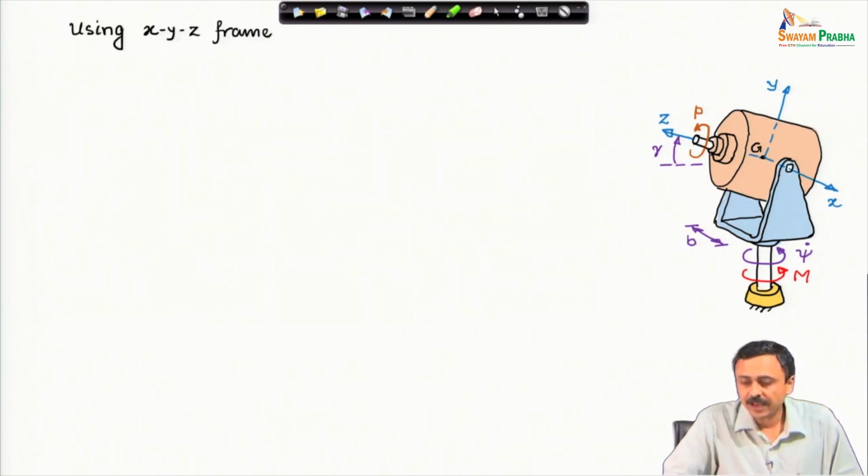I will use this x y z coordinate system which is fixed to the housing, not to the rotor. In this x y z frame, the way it has been defined, and we have been defining it like this, the moment of inertia tensor of the rotor is constant.